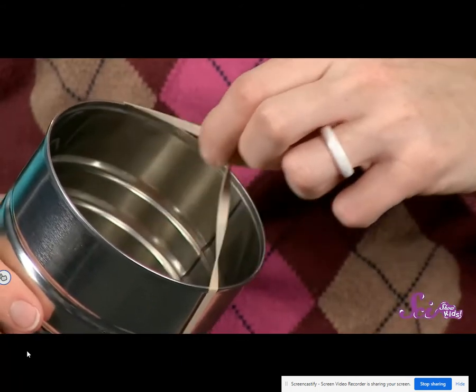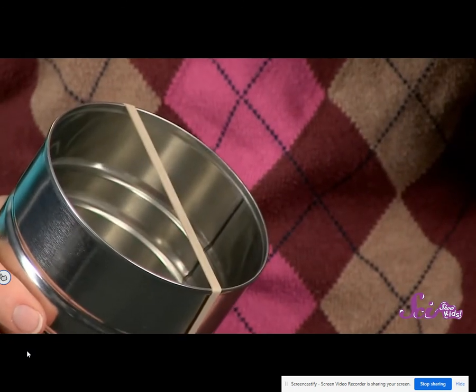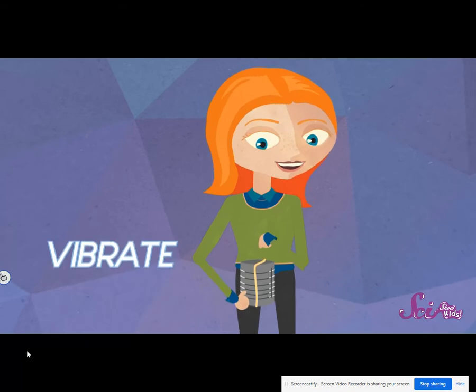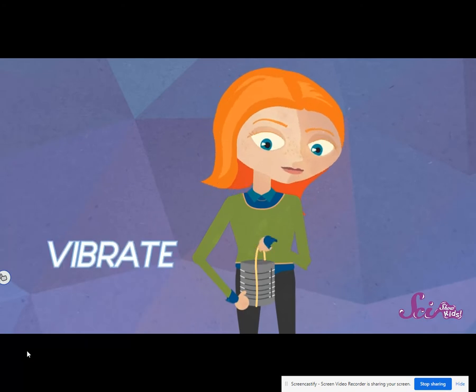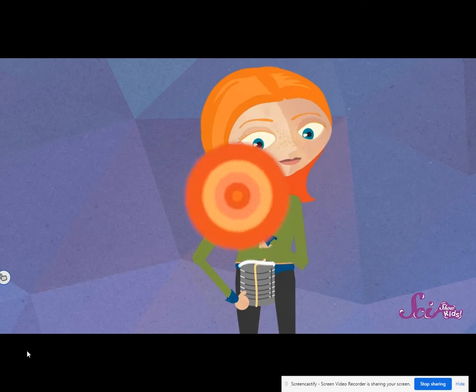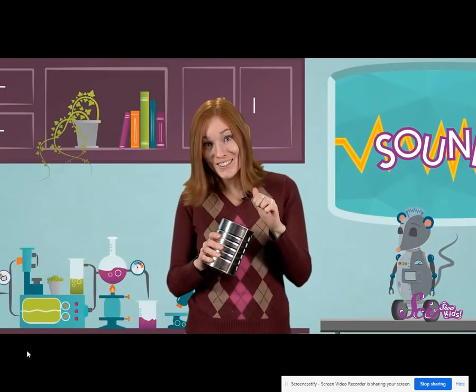Let's pluck the rubber band gently. Does it make a sound? It sure does. And if we look very closely, we can see that the rubber band is moving back and forth. When we pull on the rubber band and let it go, we're causing it to vibrate. These vibrations travel into the air, making the air particles move through the air to our ears in a sound wave.